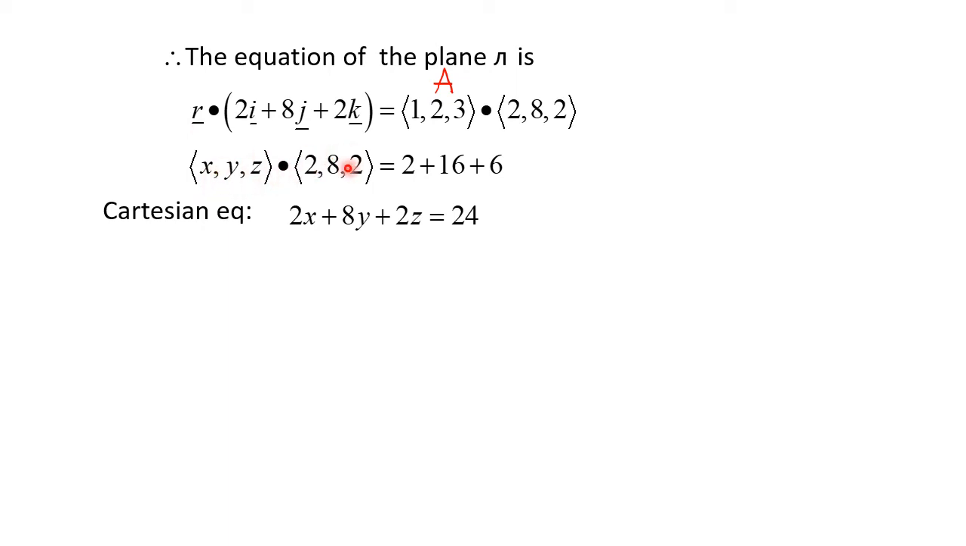So when we do the dot product, we just put x, y, z after the coefficients, so it will be 2x plus 8y plus 2z equals, on the right hand side, 24. As you can see in our answer here, in certain questions they divide by 2, but we can just leave the answer like this. No need to divide by 2 unless the question asks you to simplify. So just give your answer like this.